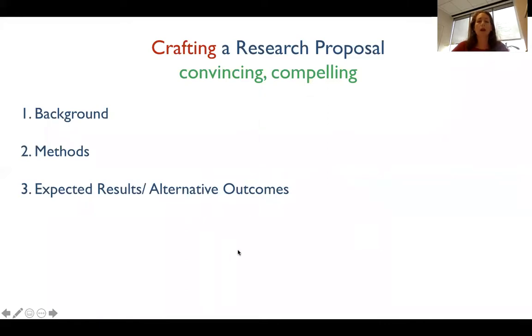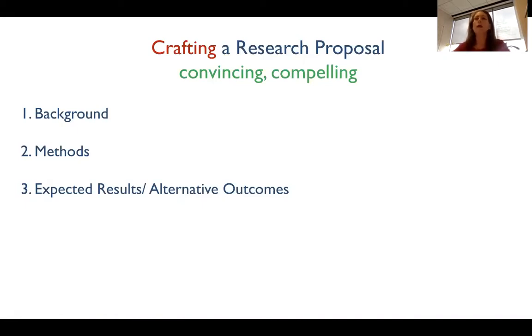Okay, so let's get into the basic elements of any research proposal. First of all, we're going to start with what I'm calling background, and this feeds into what I was saying about the literature. You are going to want to show your funding agency that you know what has already been done around the question that you are asking. The second part is the methods that you're planning to use. So what exactly are you going to be doing in this project?